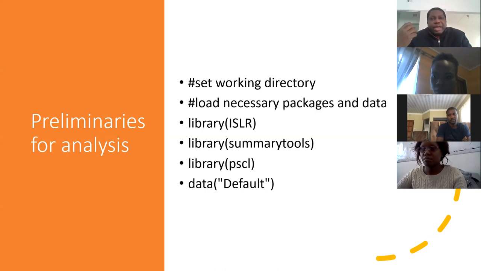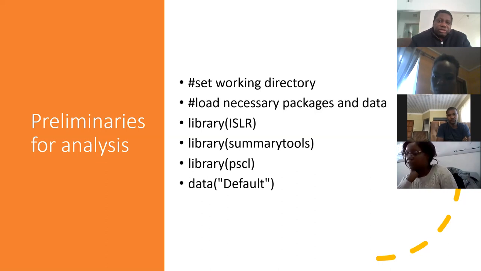So in the logic model that we want to use today, necessary packages include ISLR, summary tools, then PSCL. And I think I asked you to make sure that you download, you install these packages on your RStudio. Did you do that, everybody? Yes, Prof. Yeah, that's good.